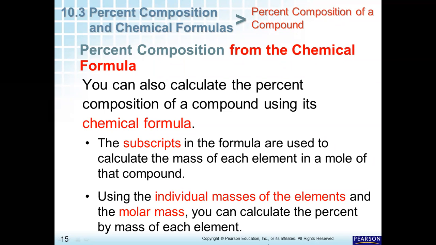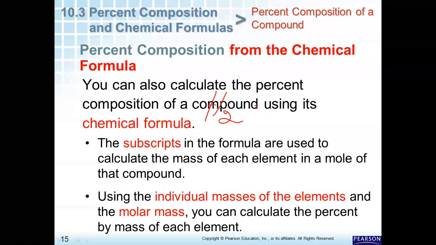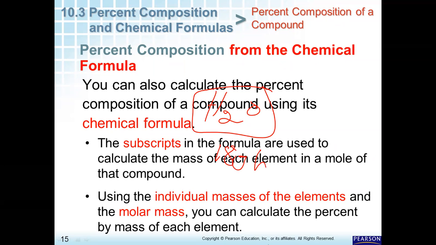Let's say I give again H2O, I find the molar mass. What is the molar mass? It is 18 grams per mole, right? Then I find the molar masses. Well, when you find this, you already added those, so you have them already. So the percent composition of hydrogen is equal to 2 grams over 18 grams times 100%. And for that of oxygen, it is 16 divided by 18.